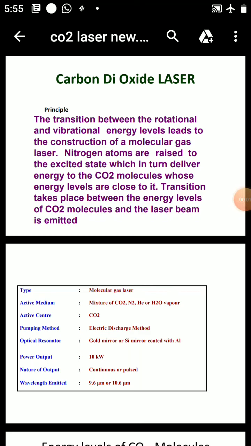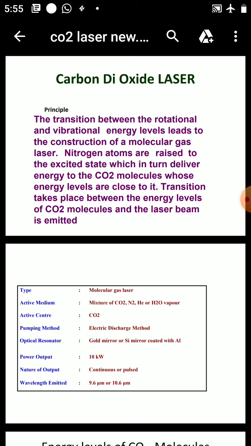Hello students, today we are going to talk about a carbon dioxide laser. A carbon dioxide laser is a very popular laser and it is a molecular laser. What is the principle behind the carbon dioxide laser? Let us have a look at it.